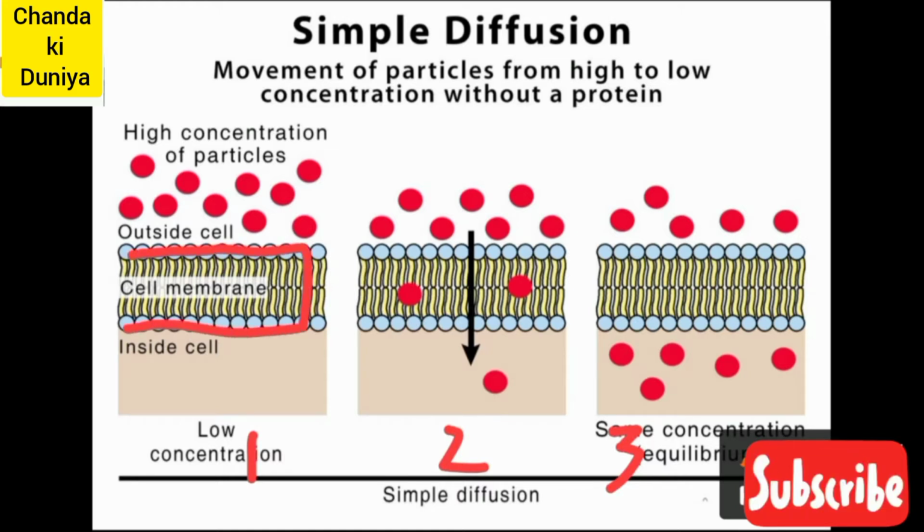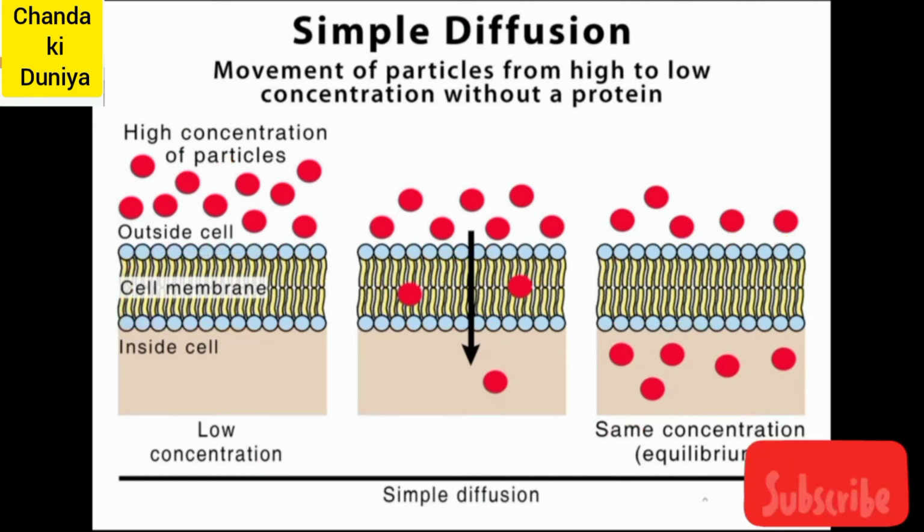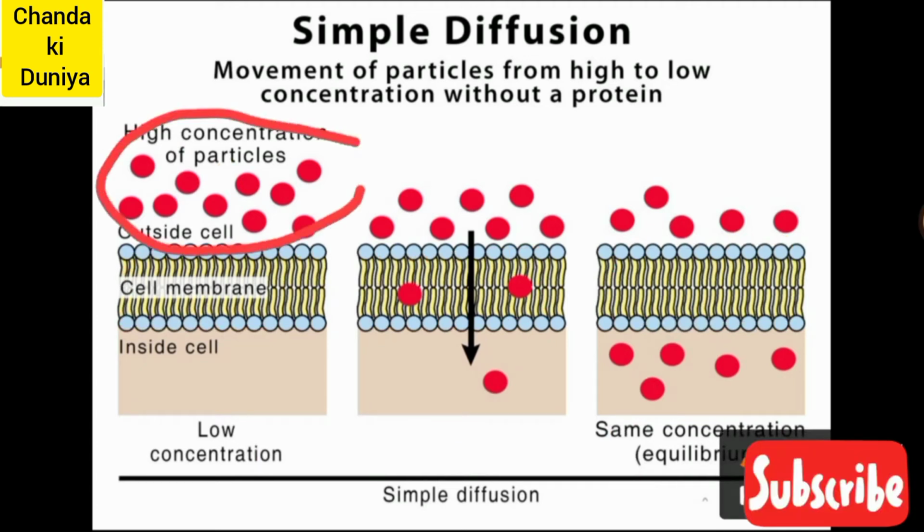This section is the cell membrane. Alright, this is the cell membrane. First of all, look at picture number 1. This is the inner side of the cell and this is the outer side of the cell membrane. Now the concentration of the molecules outside the cell membrane is higher as compared to the inner side of the cell.